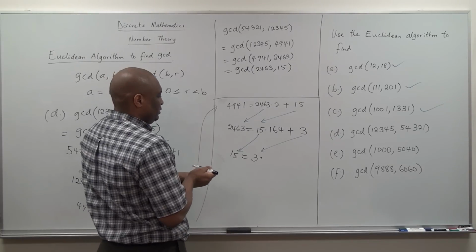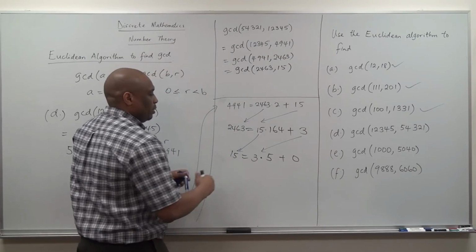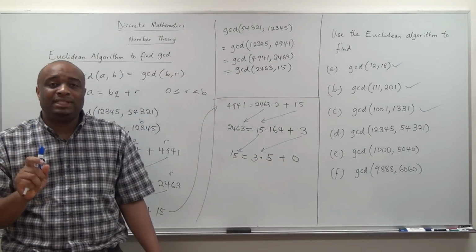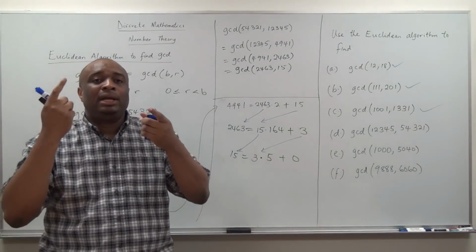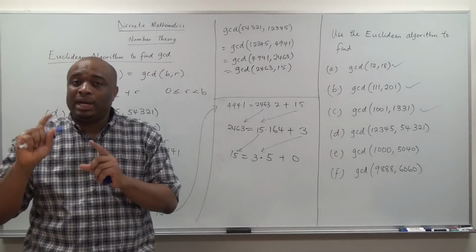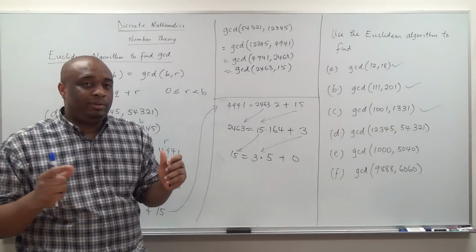So you now do 15 divided by 3, which is 5, plus 0. Now remember the definition of GCD: it is the greatest integer that can divide the two integers without a remainder. Without a remainder means the remainder will be 0.